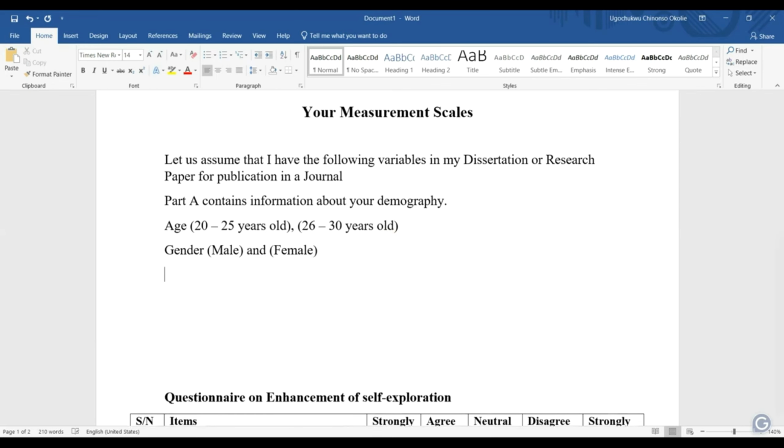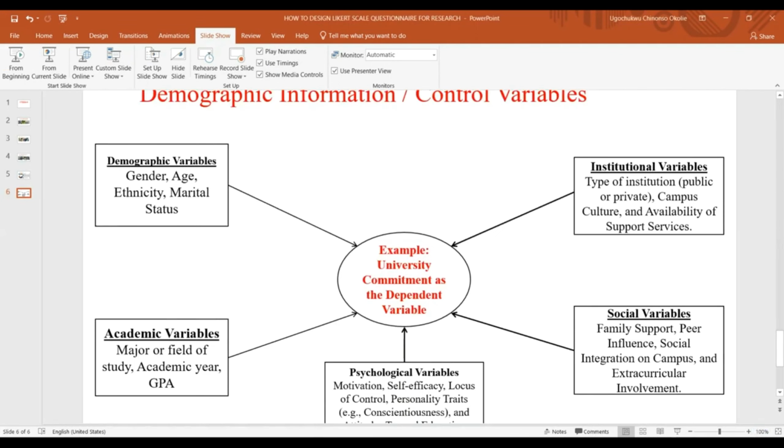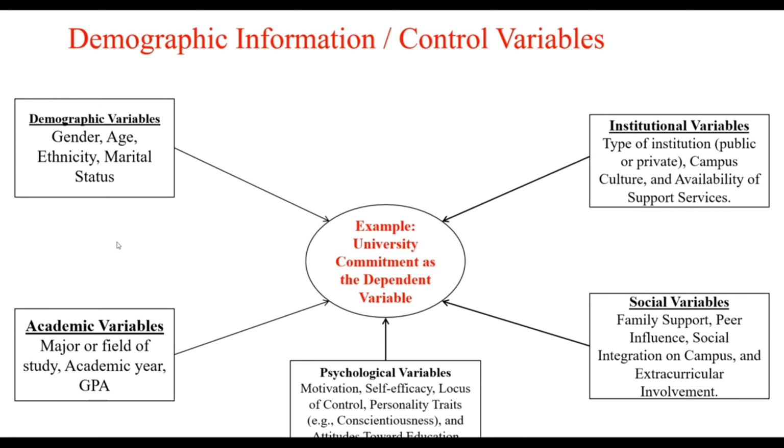Then if necessary, for example, let me take you back to this. So in this case of university commitment, ethnicity may or may not be one of the control variables that you may want to have. There are other important control variables that you may also want to have in your study. For example, in this case of university commitment among students, you can have major or field of study. The major means the particular discipline that the student is into. It may likely influence the student's commitment.